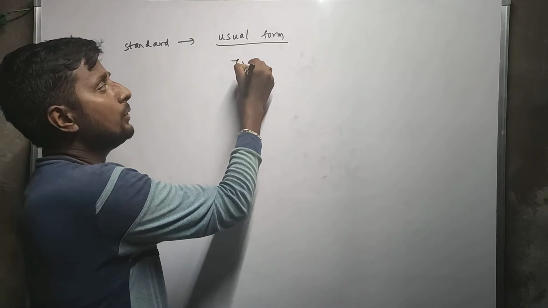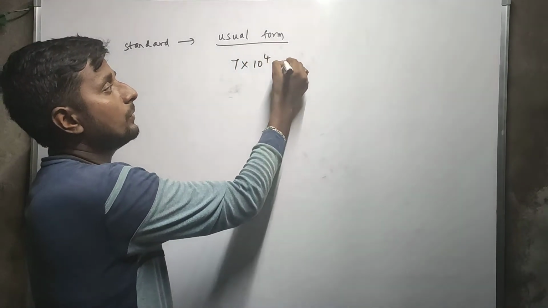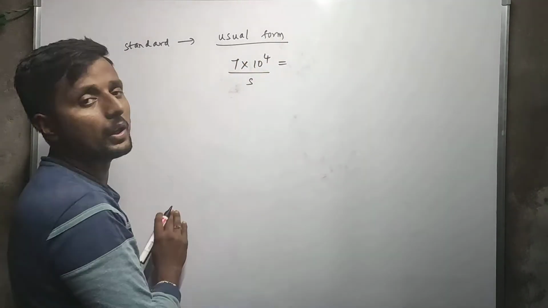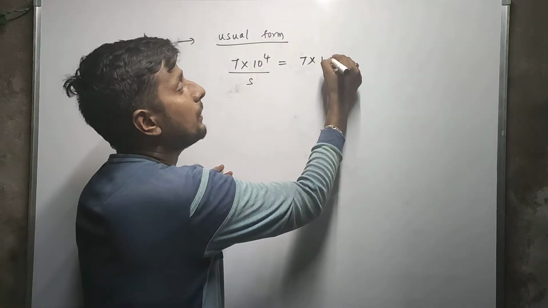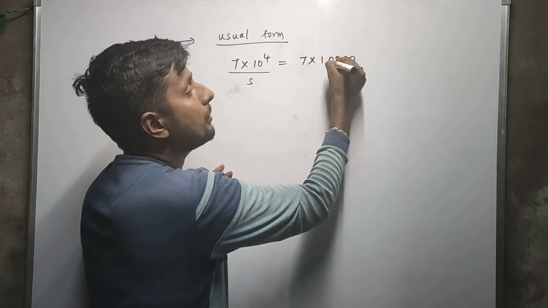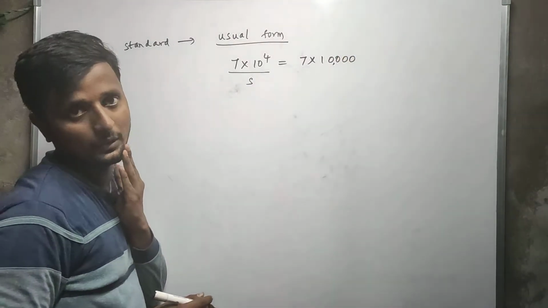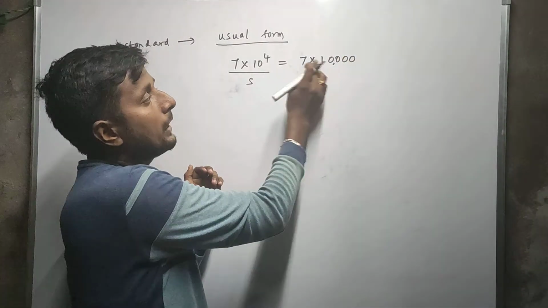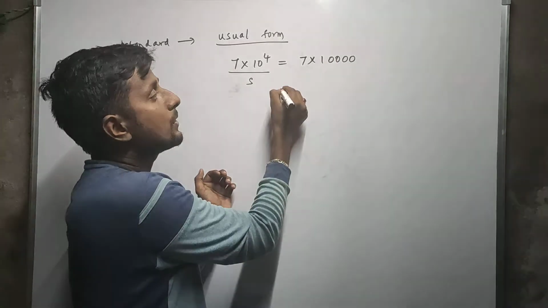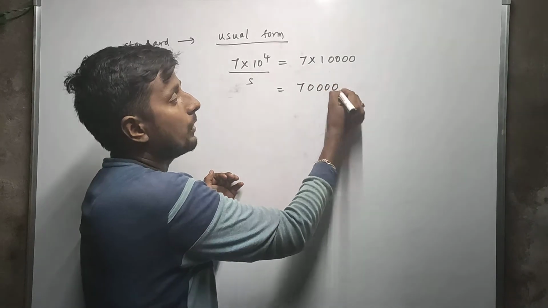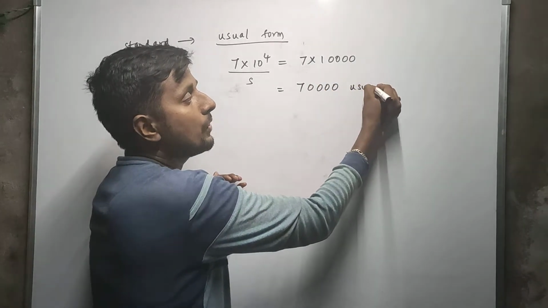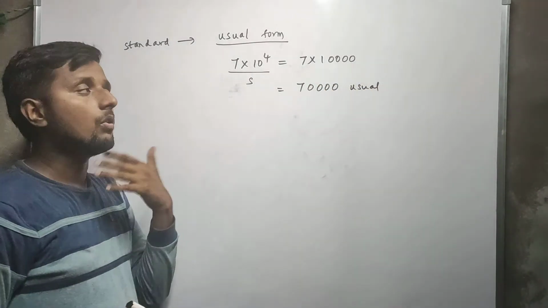So 7 into 10 power 4. Actually, it's a standard form. Now 7 into 10 power 4 is nothing but 4 zeros. Simply we can call it 10,000. 10 power 4 gives 4 zeros. So simply 7 ones are 7, then 1, 2, 3, 4 zeros. So this is our usual form.